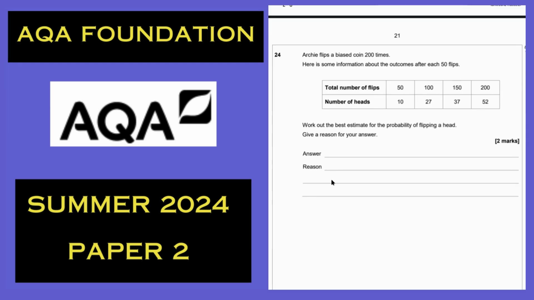Number 24, Archie's got a biased coin, etc. The best estimate. Now, this is a topic called relative frequency, which is the best estimate. It's over here. It's 52 out of 200 or equivalent. Why? Because more trials equals more reliability. The more times you carry out an experiment, the more times you'll realise that it's better data the more you do. If Archie only did it once, what a rubbish experiment.